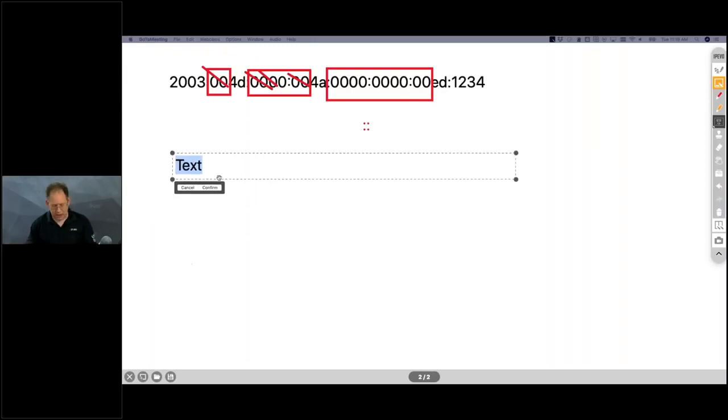Bring it all out here. It'll be 2003, 4D, 0, 4A, :, ED, 1, 2, 3, 4.